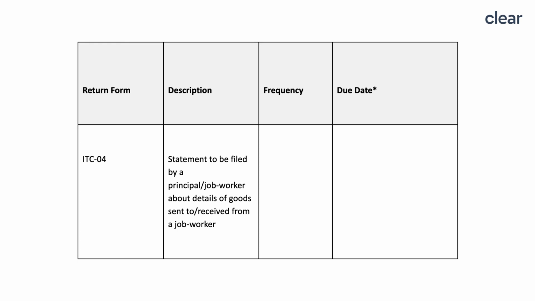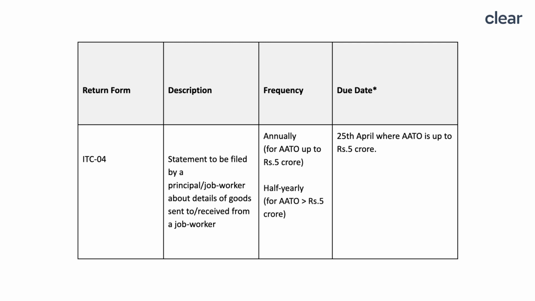If you are a taxpayer who has sent or received goods from a job worker, you will need to submit a statement called ITC04. The same is to be submitted annually for taxpayers with an annual aggregate turnover of up to Rs 5 crore by 25th of April following a financial year. And for taxpayers with an annual aggregate turnover exceeding Rs 5 crore, statement is to be filed by 25th October for the first half year and 25th April for the second half year, respectively.